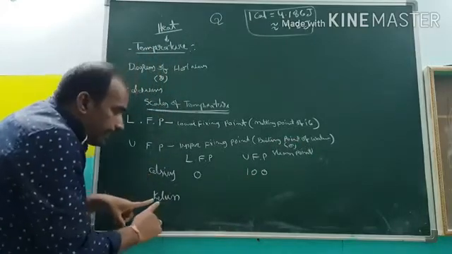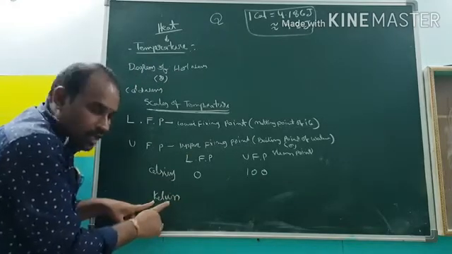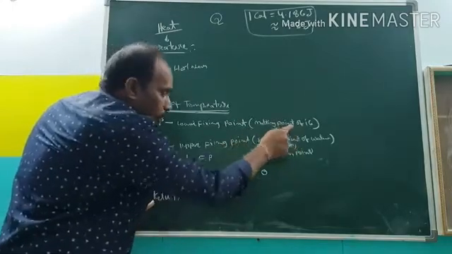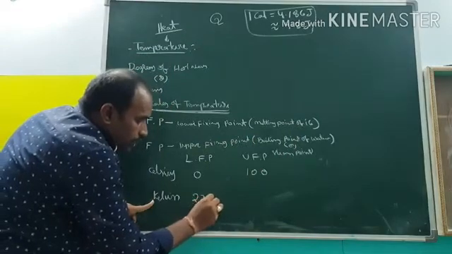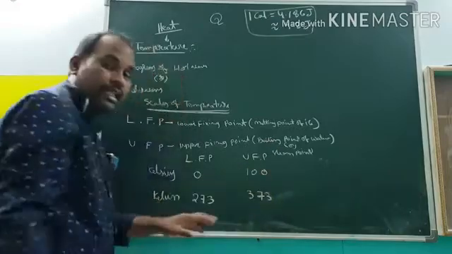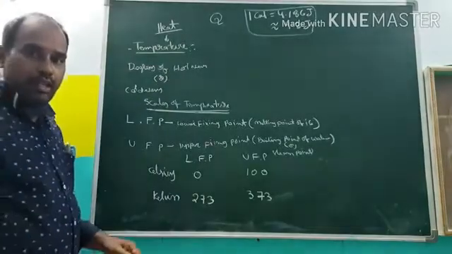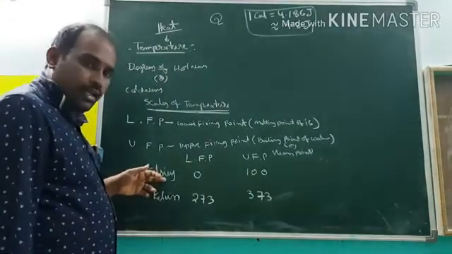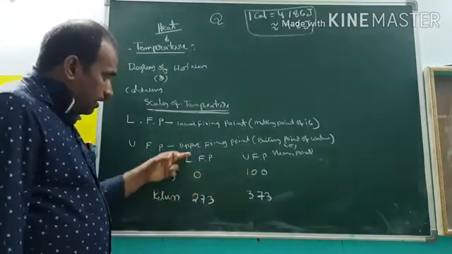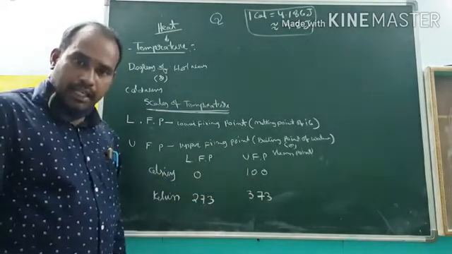So next, in the Kelvin scale, who introduced the Kelvin scale? Kelvin introduced the Kelvin scale. In the Kelvin scale, lower fixing point again means melting point of ice, which is taken as 273. Upper fixing point is taken as 373 in the Kelvin scale of temperature. Are you clear now? Remember all of you. In the Celsius scale, lower fixing point is 0, upper fixing point is 100. In the Kelvin scale, lower fixing point is 273, upper fixing point is 373.